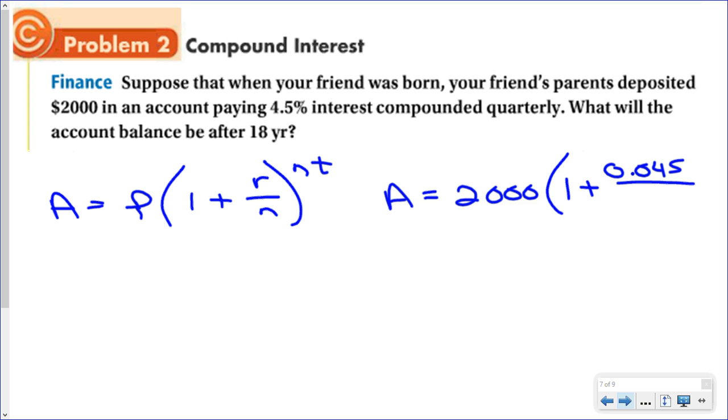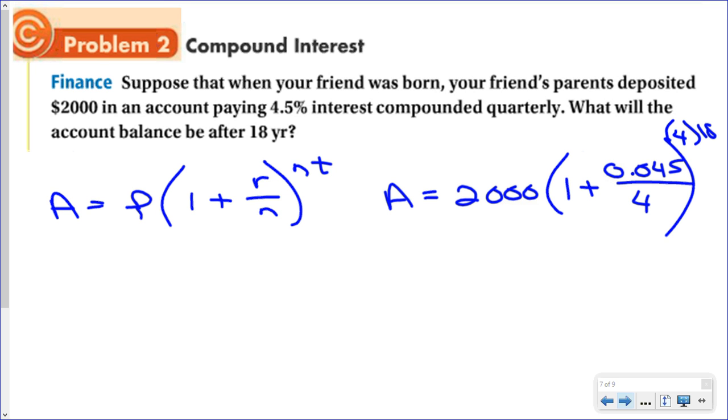Over N, which is how many times it happens per year. I'm looking for compounded quarterly or semi-annually or annually. Compounded quarterly is 4 times a year, and then N is 4. And now your time. Your time in this problem is 18, so 18 years goes right there. It looks like it's going to be a bugger to solve, but it's not bad.